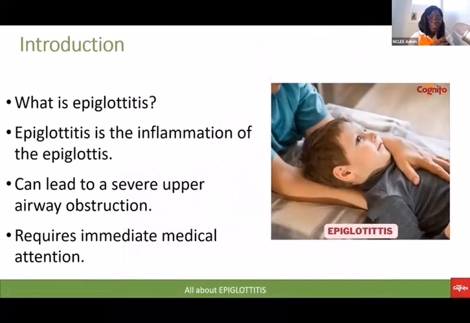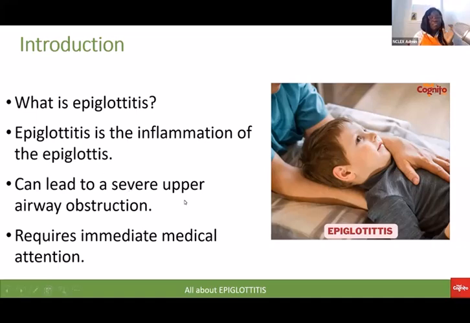So one may ask, what is epiglottitis? It's simply the inflammation of the epiglottis. As you see, the word "itis" means inflammation. When you see the term tonsillitis, it means inflammation of the tonsils. So epiglottitis also means inflammation of the epiglottis.